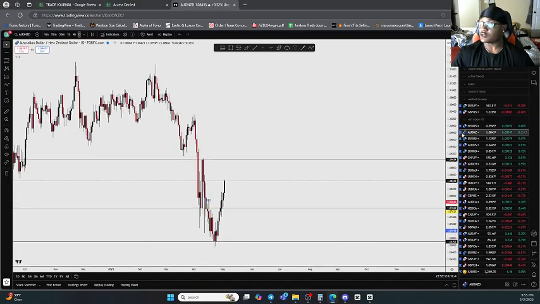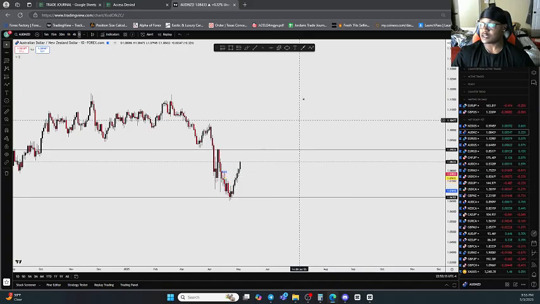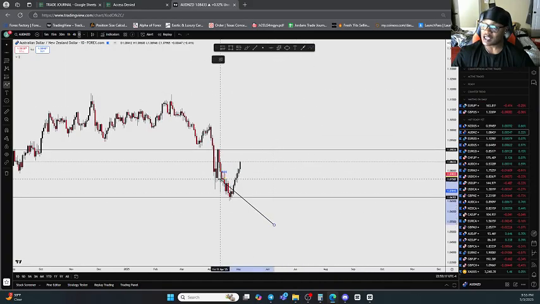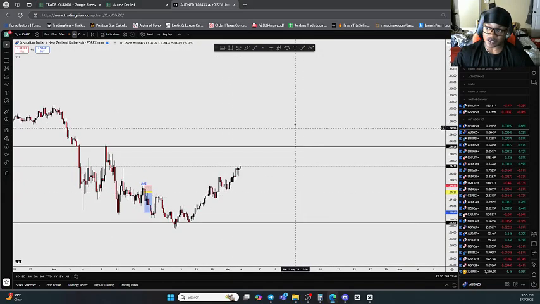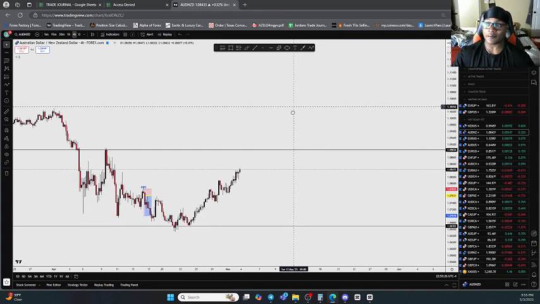Next, we have AUD NZD. I'm not really interested in this. You can see how price has had the retest of the recent daily break. We are bearish going towards the 4-hour though. We are out of sync, and I'm not interested.